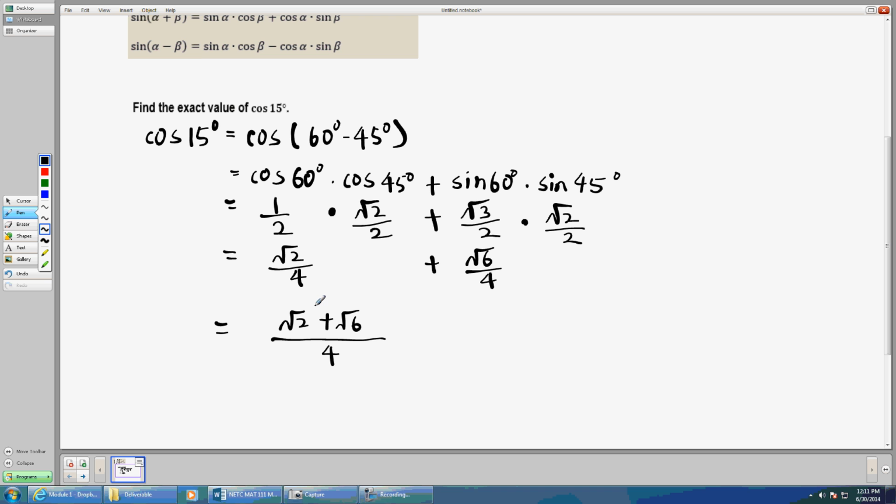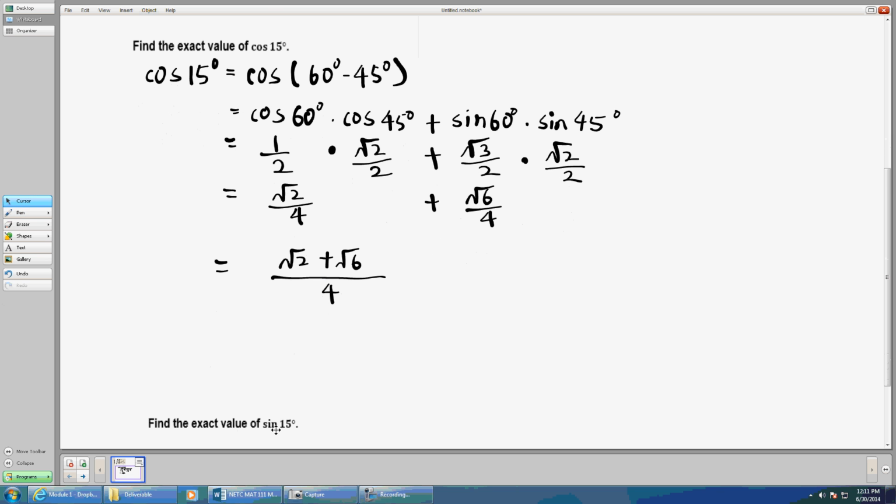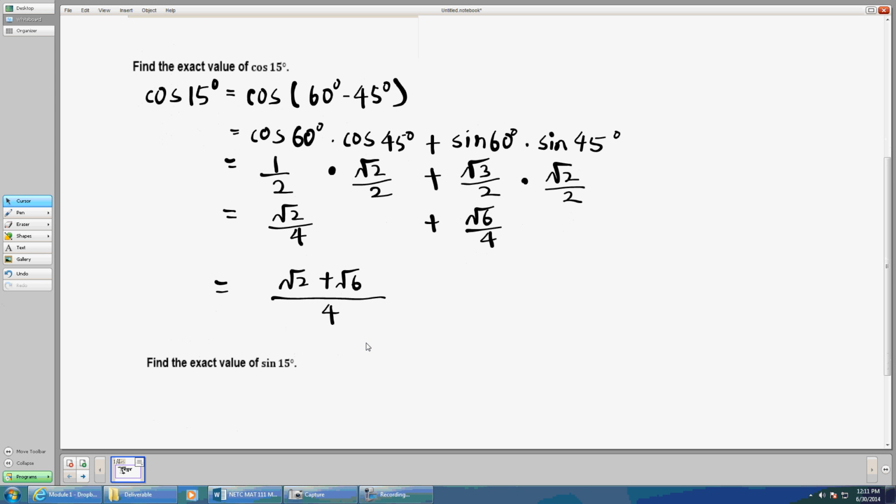Now let's do an example with sine of 15 degrees. We can use the same technique, just use a different formula to find the exact value of sine 15 degrees. We can say sine 15 degrees is the same thing as sine of 60 degrees minus 45 degrees.